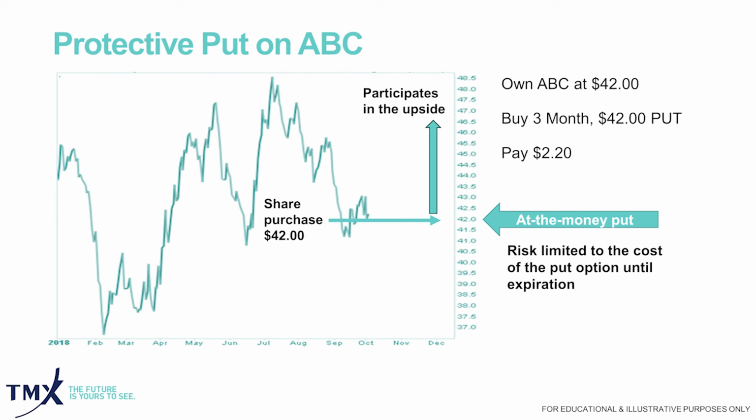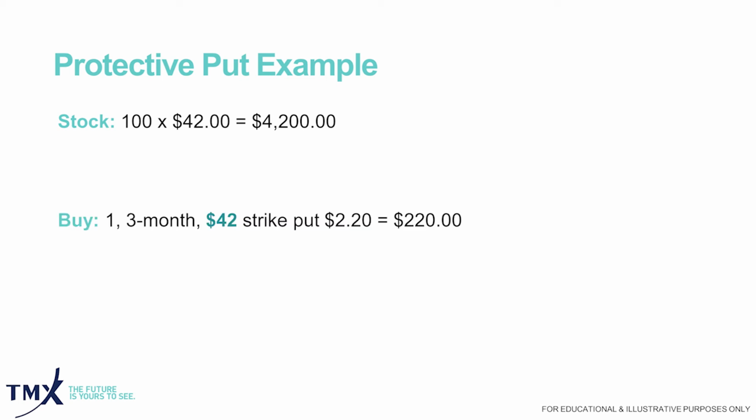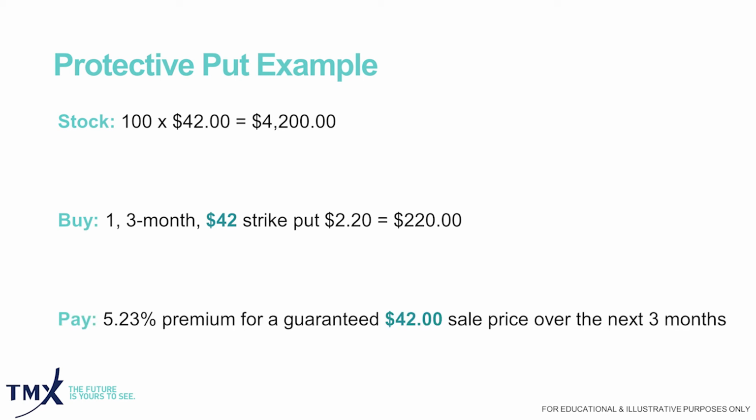And what's cool about this is that you can choose the strike price that best reflects the amount of risk you feel you need to be protected from. If we've got 100 shares of the underlying, each of those shares is worth $42, so we're going to put up $4,200 to own the stock. We're going to buy one 3-month 42 strike put, and we're going to pay $2.20 times the 100-unit multiplier times one contract. We're going to put up $220. Now, we're paying a 5.23% premium for a guaranteed sell at $42 for the next 3 months.